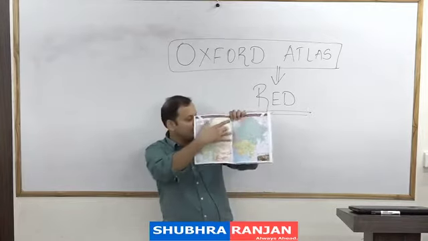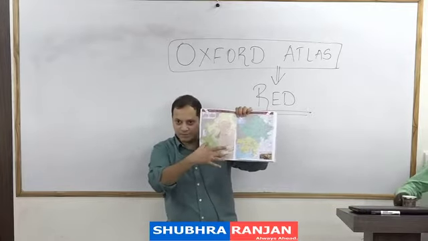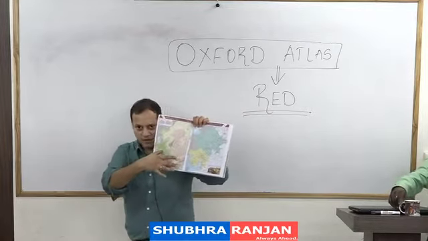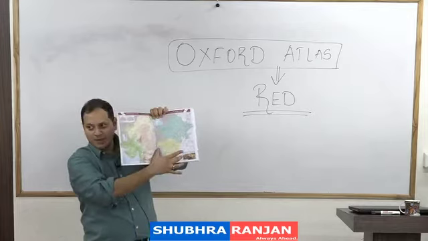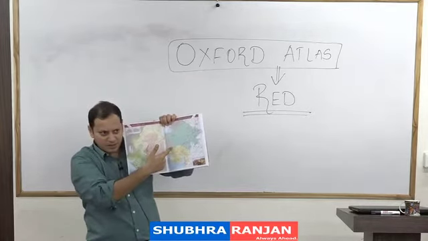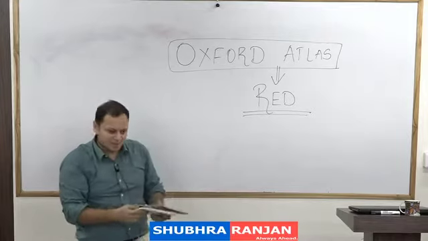See here, this is the northwestern part of our country. And though this is the northwestern part of our country, here there is a political map. It becomes very easy for you to see which national highway runs parallel to the Pakistan border. In the rest of the atlases it is not given.